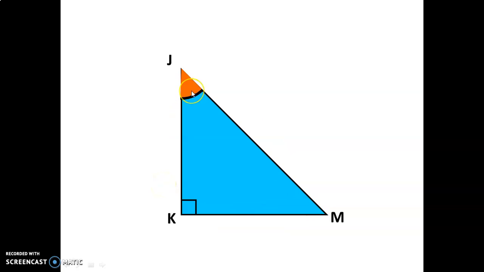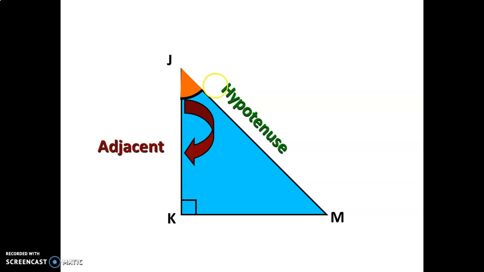Looking at this angle, there's the hypotenuse. What is this side? Adjacent. Now that we've changed the angle from this one to this one, in relation to this angle, this is the side that is beside it, so that's adjacent. And then across from it, we have the opposite side.